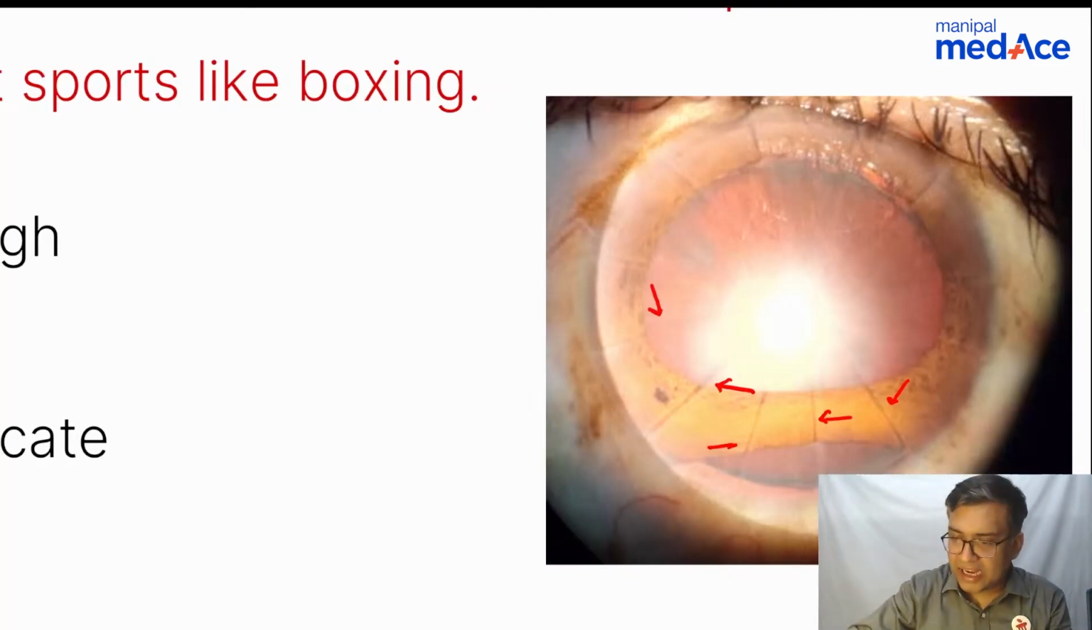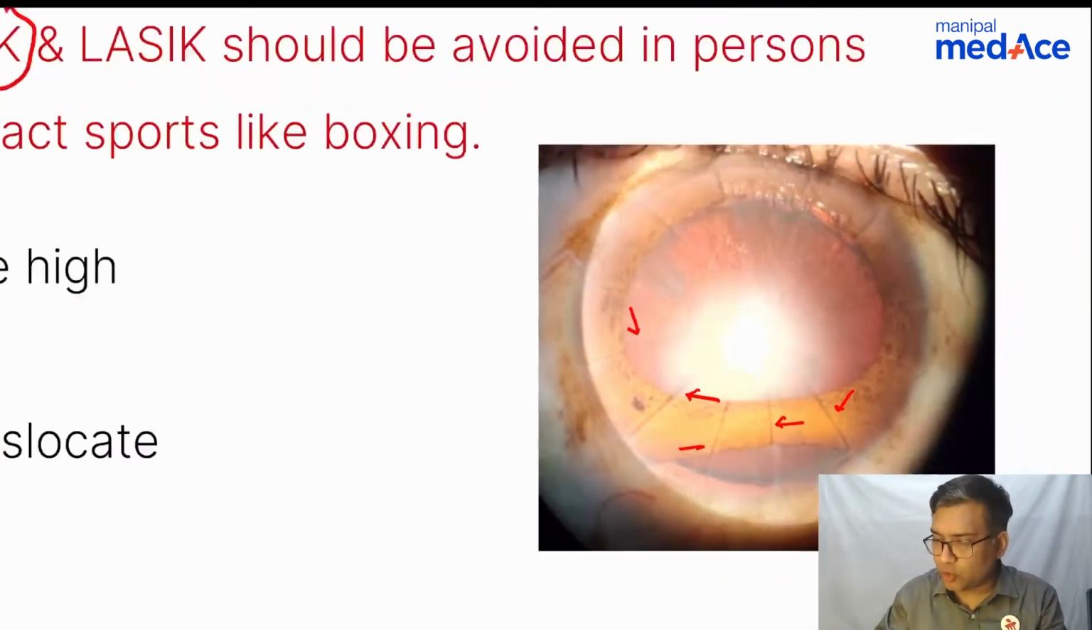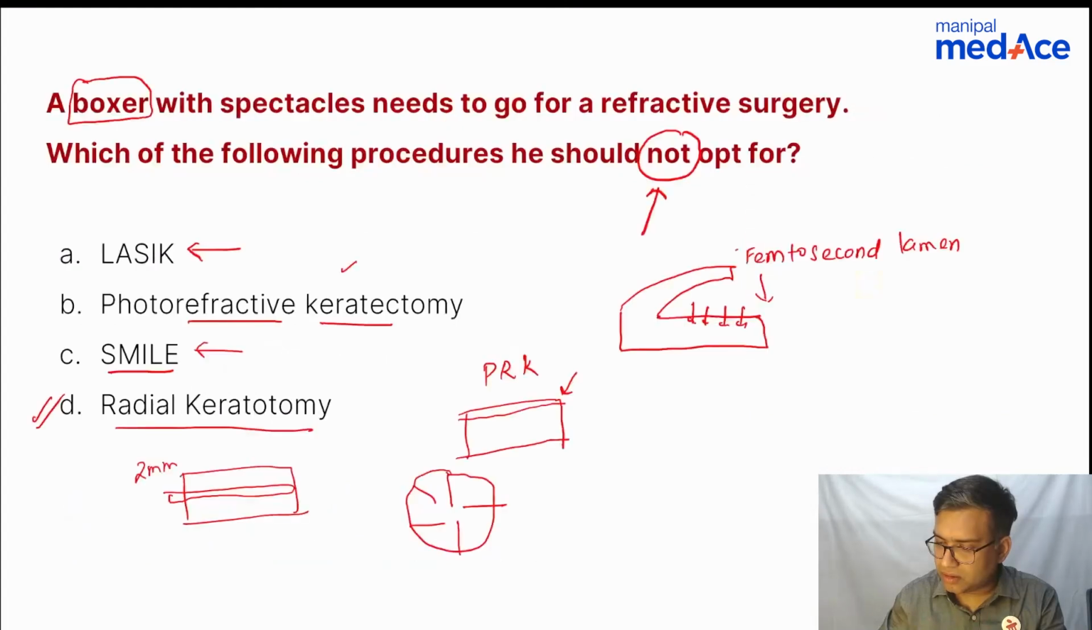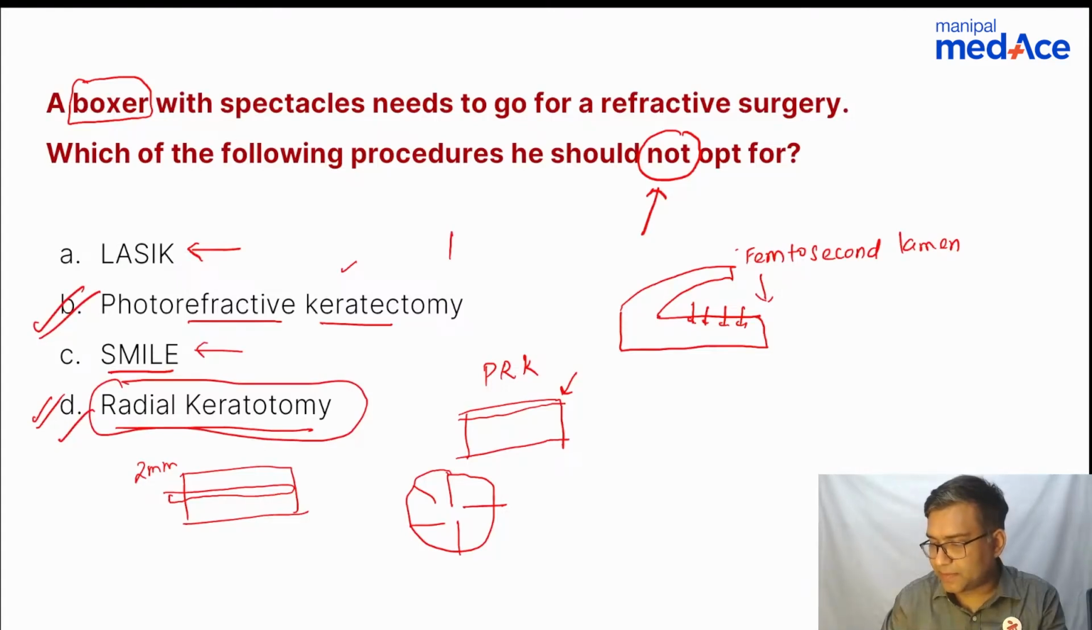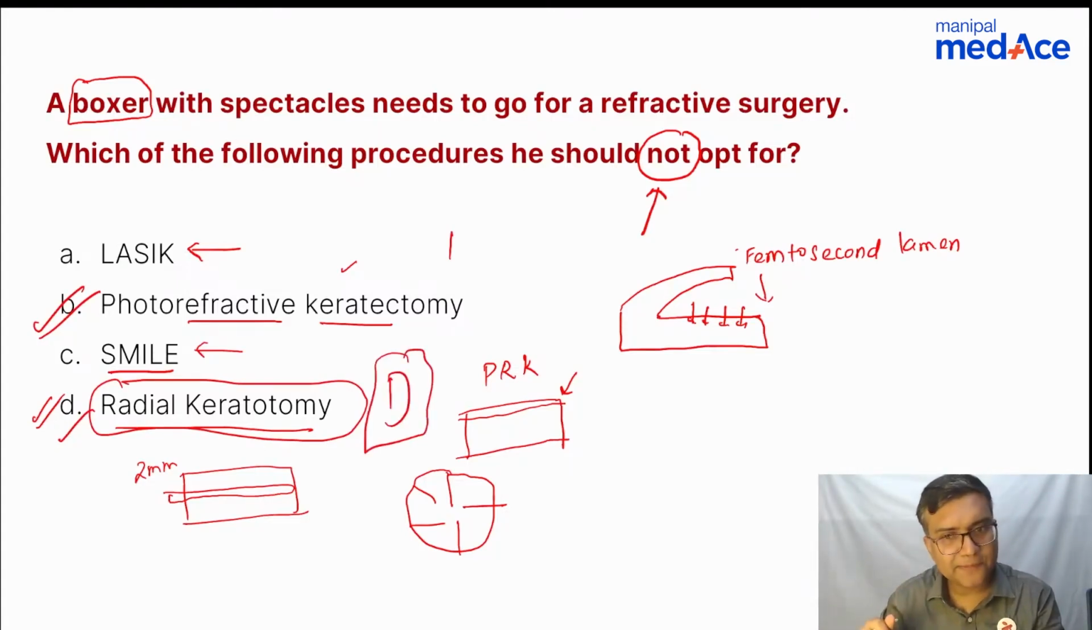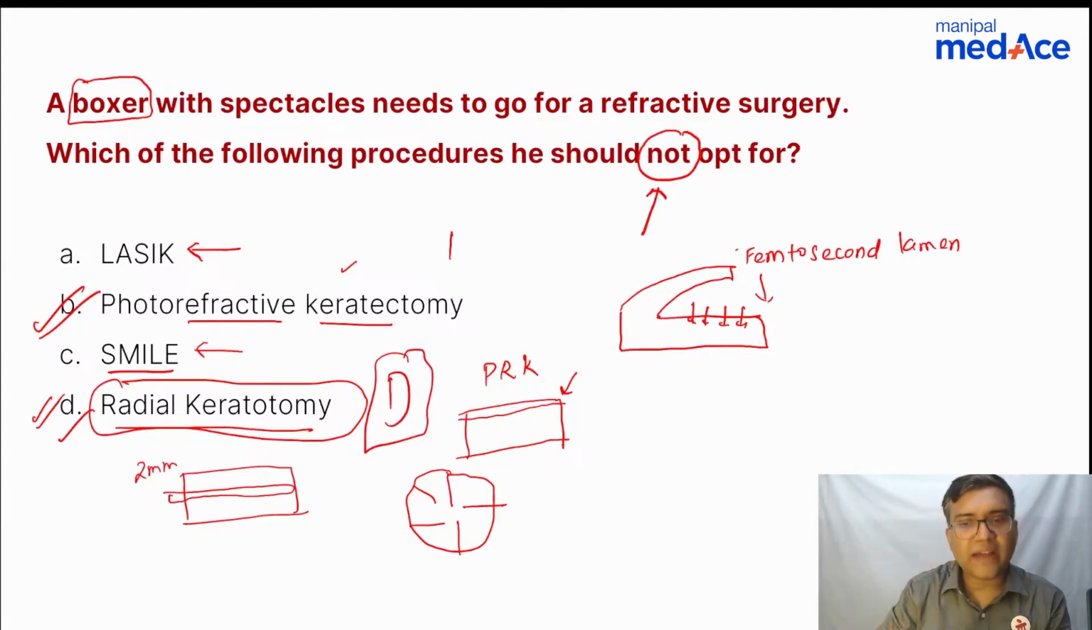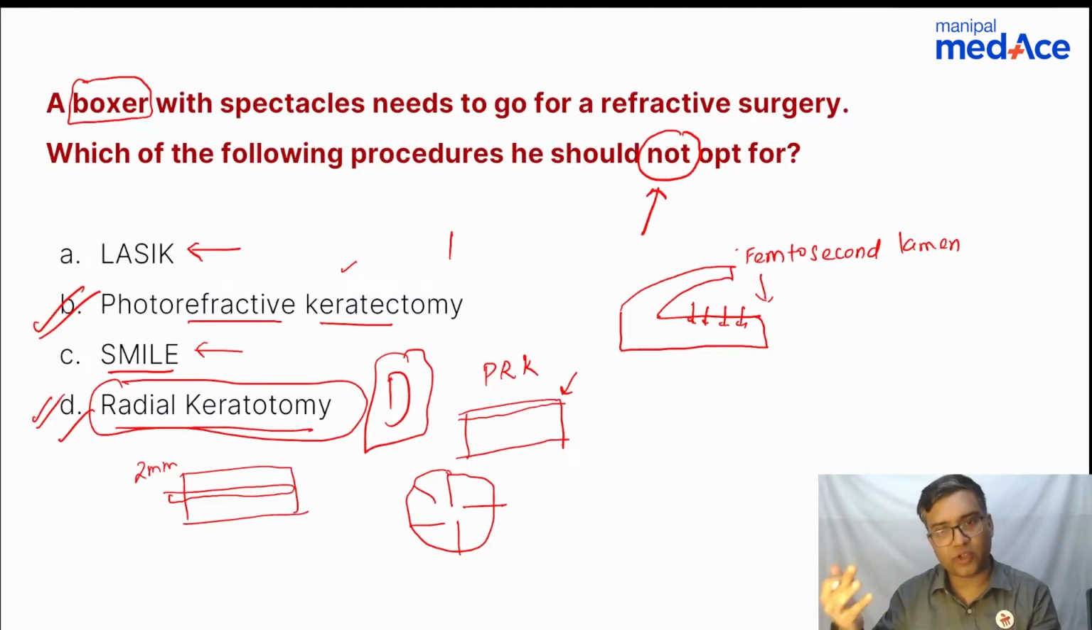So I would basically not go for RK in this patient. So my answer here would be D. Is it clear, everyone? So though I would avoid any type of LASIK, but if this is given, I would basically not go for radial keratotomy because of the higher chances of perforation here.